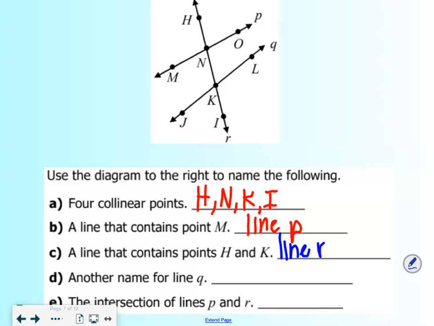What about another name for line JKL? You're so close. How many points name a line though? Oh, 2. So just 2 of those. Yep, you could do KL, JK, JL, whatever your heart desires. I'm going to do JK. But remember to put the line on top. Make sure you put your little line on top. And then what about the intersection of lines P and R? Point N. Yes.